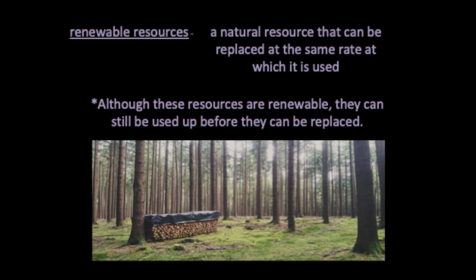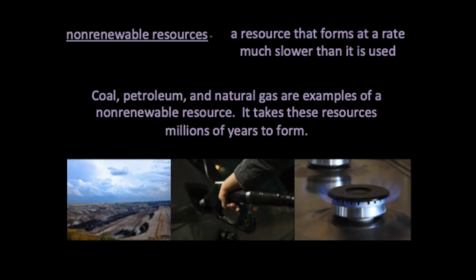A renewable resource is a natural resource that can be replaced at the same rate at which it is being used. Although these resources are renewable, they can still be used up before they can be replaced, which can present a problem. A resource that forms at a rate much slower than it is being used is known as a non-renewable resource. Coal, petroleum, and natural gas are all examples of non-renewable resources. It takes these resources millions of years to form.